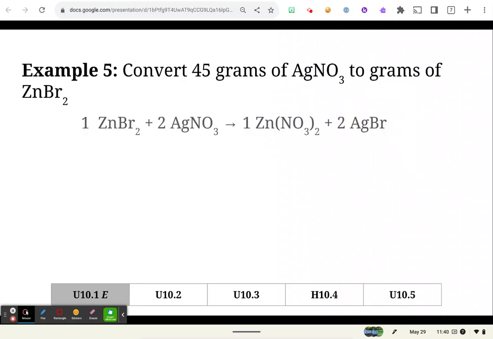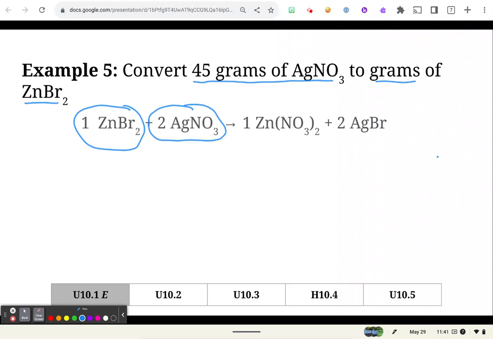All right, this one. So now we are in this problem. Now we're going from 45 grams of AgNO3. So right away I see AgNO3. I want to circle that in my balanced chemical equation because I care about that one, to grams of ZnBr2. So I'm going to circle that. Again, I don't care about the rest of it. I can ignore the rest of it. What I know is for every 1 ZnBr2, it's going to react with 2 AgNO3.